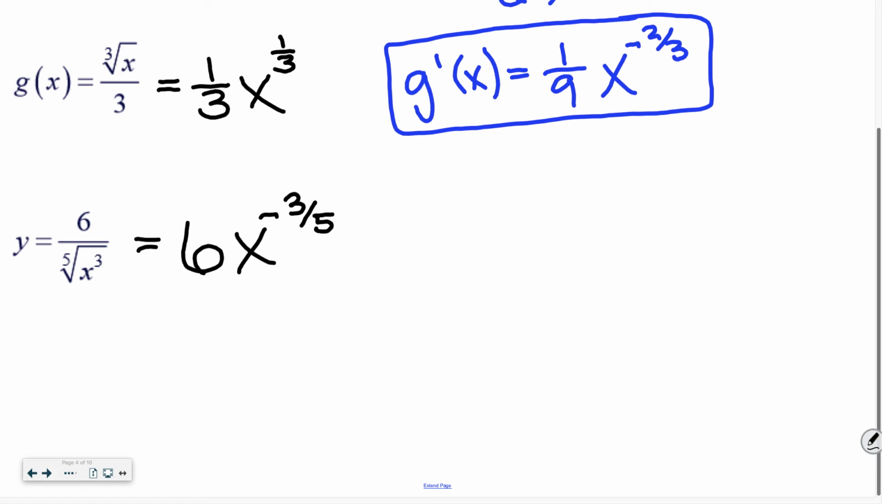Okay? Now we have a x to the n. We have it. All right? So now we can take our derivative. So I'm going to write y prime. Are you okay with y prime? Okay. 6 times our power would be negative 18/5. If we decrease our power by 1, our power would be negative 8/5.